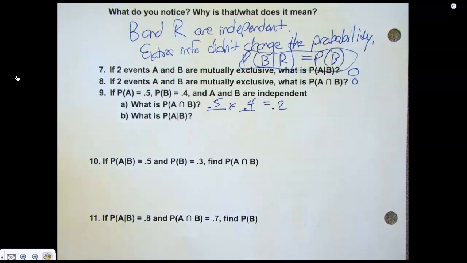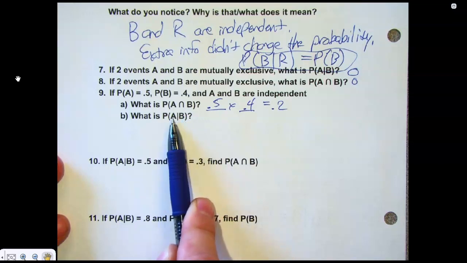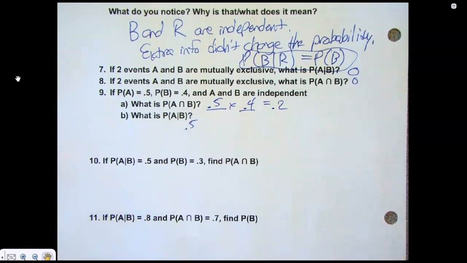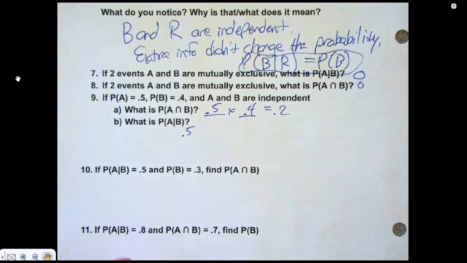What's the probability of A given B? Well, if they're independent, what effect does B have on anything? Nothing. If they're independent, B doesn't matter. The probability of A given B is the exact same as the probability of A in general, and that would be 0.5. Questions on those 4, I guess?